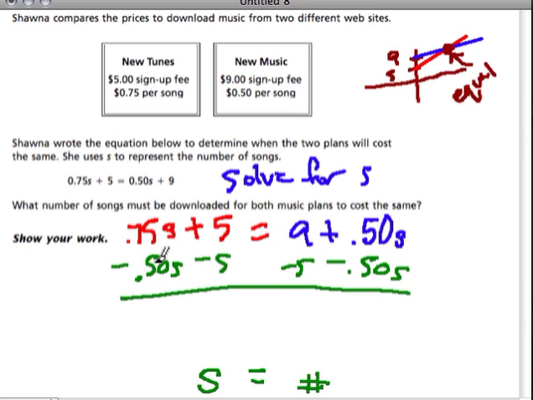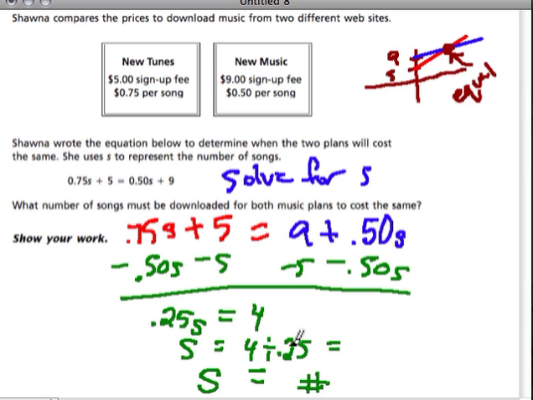0.75S minus 0.5S is 0.25S. 5 minus 5 is 0. We've gotten rid of the numbers here. Here we still have a variable with a number, but we don't need that. We're not trying to move that. 9 minus 5 is 4, and 0.5S minus 0.5S is 0. So we're almost there. We just need to get this number out of here. So 0.25S equals 4. That also means that 4 divided by 0.25 will have to equal S.